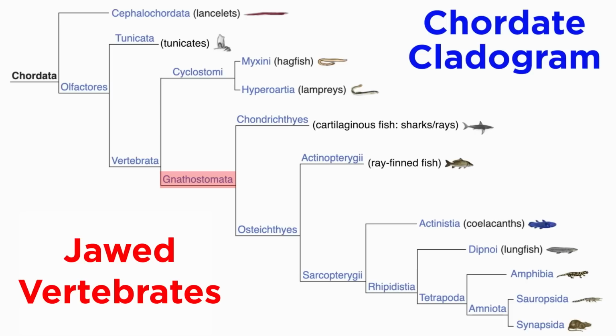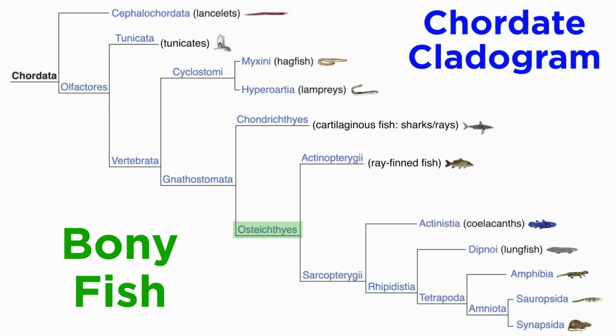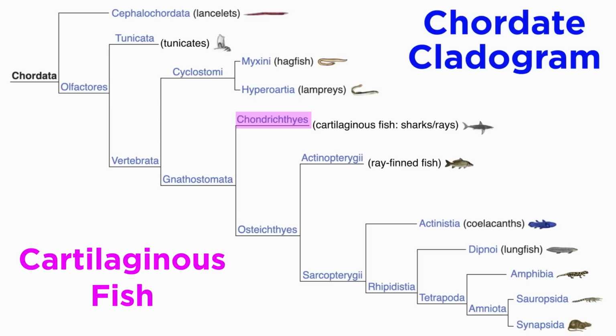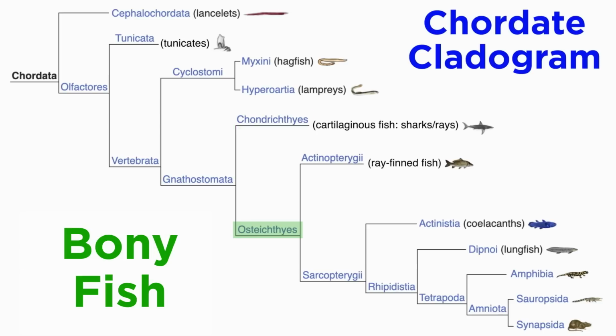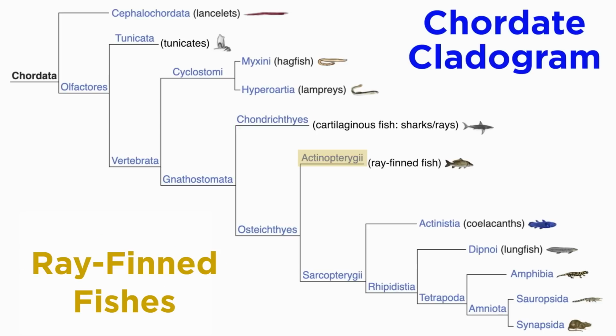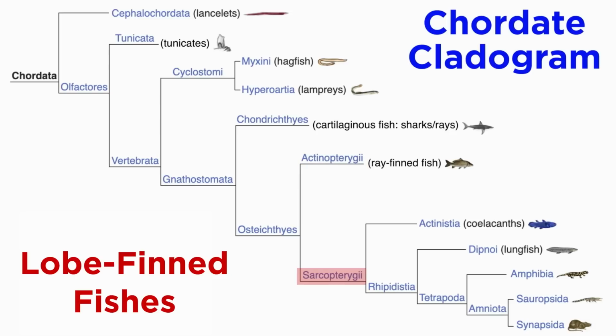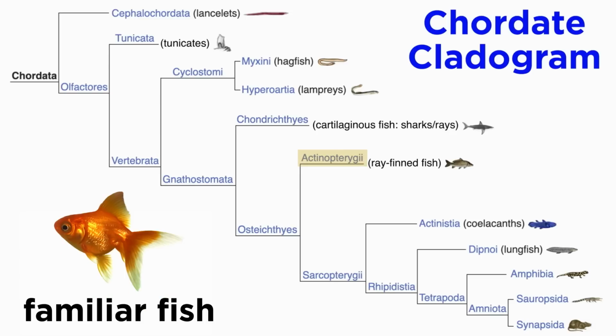Going back to our chordate cladogram, we will notice another clade that unites all the remaining jawed vertebrates. These are all Osteichthyes, or bony fish, often contrasted with Chondrichthyes, the cartilaginous fish that we just finished discussing. Note that Osteichthyes is split between Actinopterygii, the ray-finned fishes, and Sarcopterygii, the lobe-finned fishes.